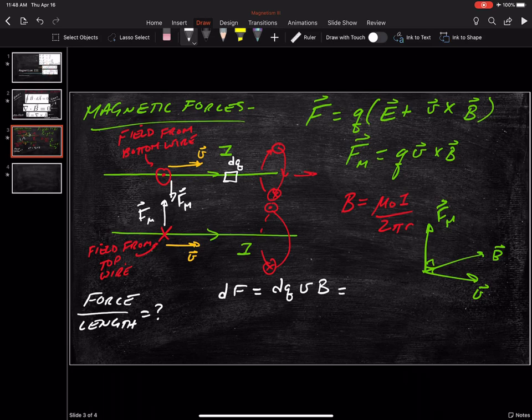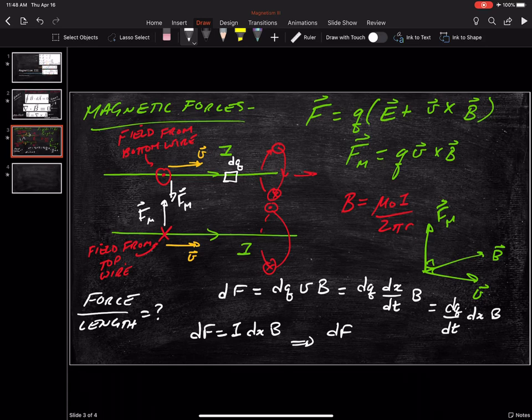Now, this is the same thing as dq times dx/dt times B, and that's just because velocity is the derivative with respect to time. Now again, I can write this because dx and dq are moving in the same direction. This is the same as dq/dt times dx times B. But remember, after all, what dq/dt is. This says that dF is equal to the current times dx times B. And so this means that dF/dx is equal to I times B.